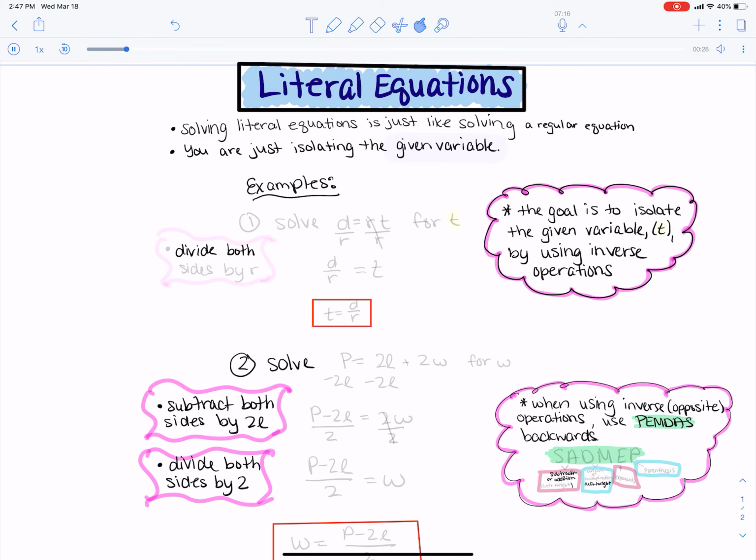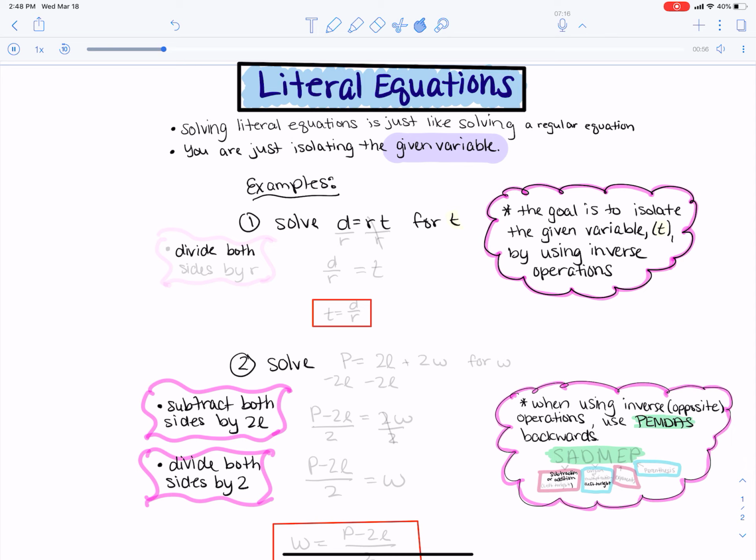Whatever variable it asks us to solve for, that's what we're trying to isolate. All right, so example 1, we're going to solve d equals rt, and we have to solve for t.